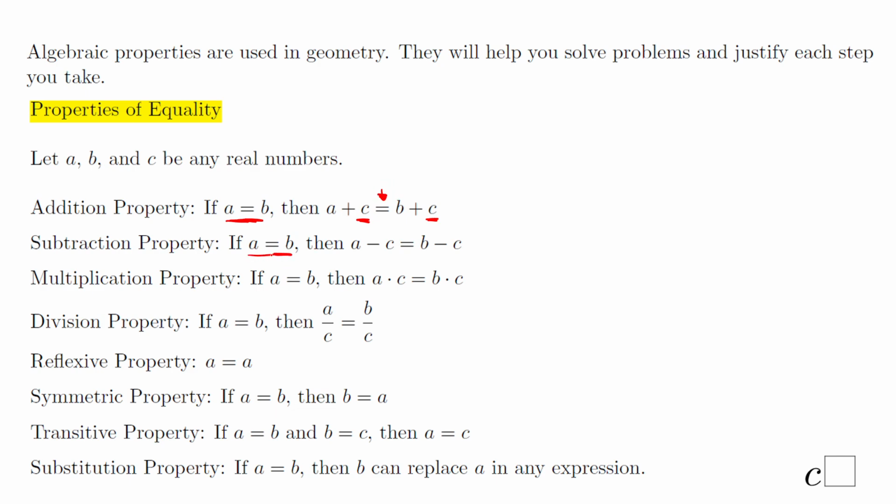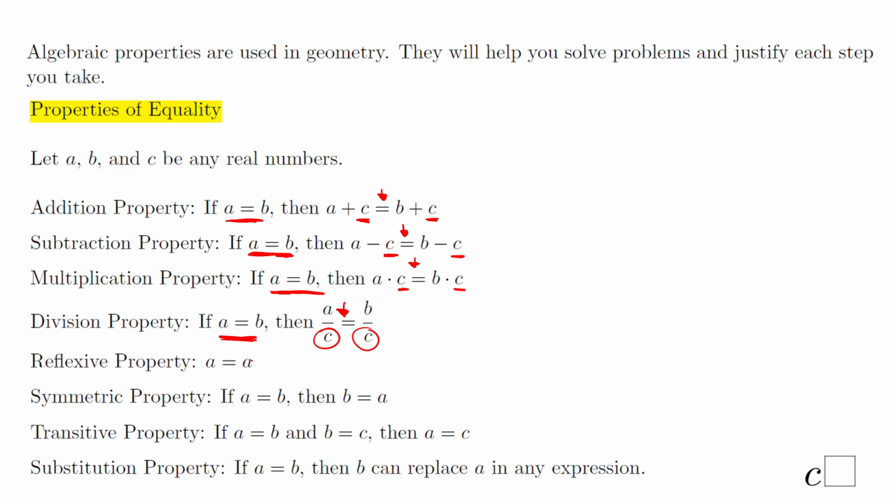Subtraction property is the same. If A equals B and then I subtract the same quantity on the left and right side, the equality stays. Multiplication property: if A equals B and then I multiply the left side and right side by the same quantity C, then the equality is still okay. Division property, the same story. If A equals B and then we divide by the same quantity C, then the equality stays.